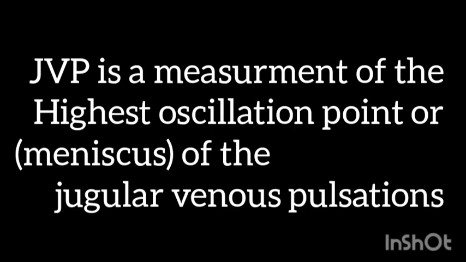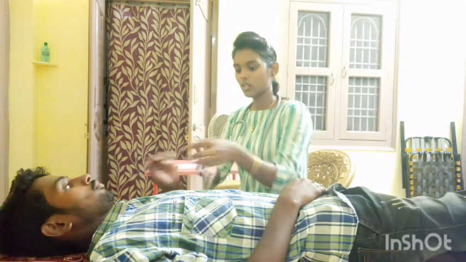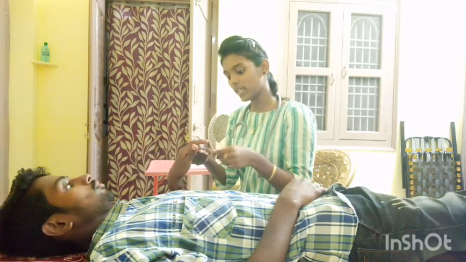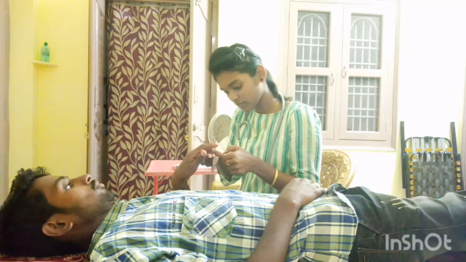After thorough hand hygiene, you are ready for the physical examination. In the physical examination, the first step is to estimate jugular venous pressure. JVP is a measurement of the highest oscillation point or meniscus of the jugular venous pulsations. For the JVP examination, firstly I am checking the capillary refill time. It should be less than 2 or 3 seconds.